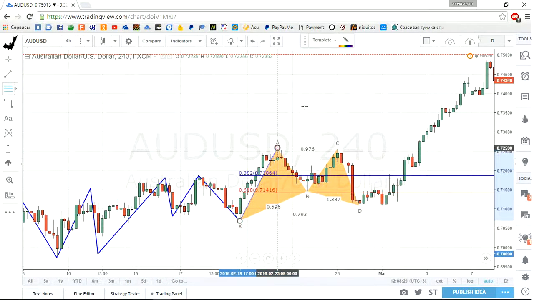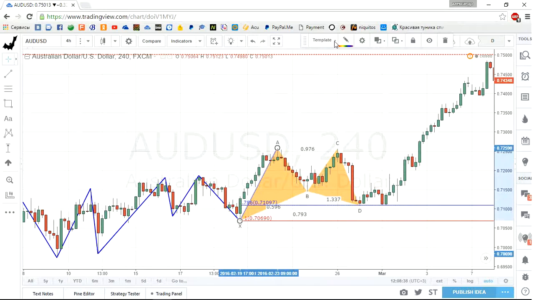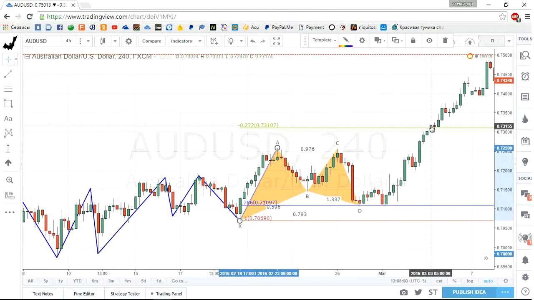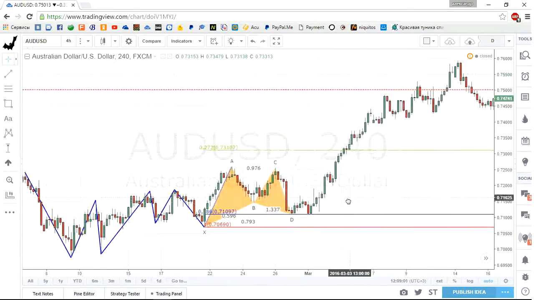Let me draw some Fibonaccis. This is my entry point. This way. You see, it touched 786 and it went all the way to continue the uptrend. Usually I'm looking for the targets at 127 extension. Let me enable that 127 extension. Where is that? Okay, this one. And it hit the target. You see how these rules help me to take extended targets, not only small targets of 382 or 618.